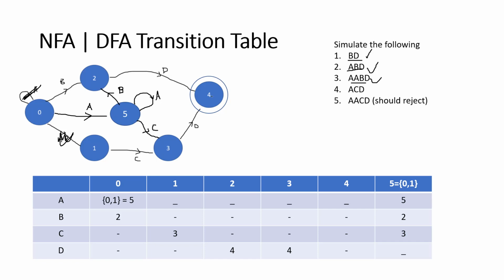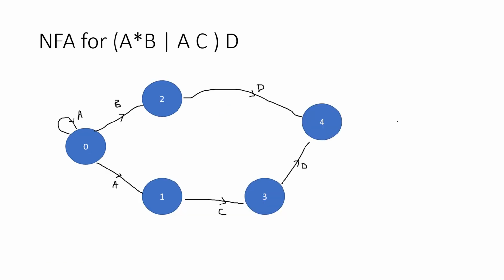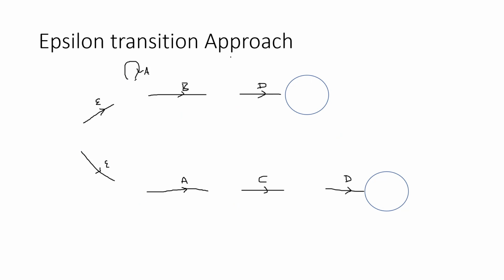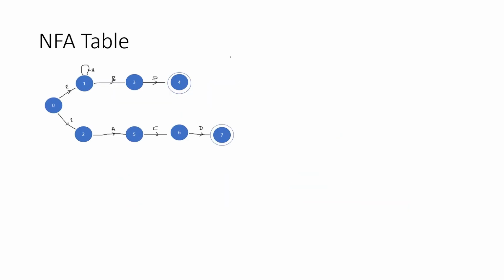And how about ACD? We go ACD, D? It is accepted. How about AACD? AACD. It is accepted, but we don't like that because we should reject that. This machine is supposed to accept, if you have a C, it should just be ACD. So that means this machine is not exactly correct.